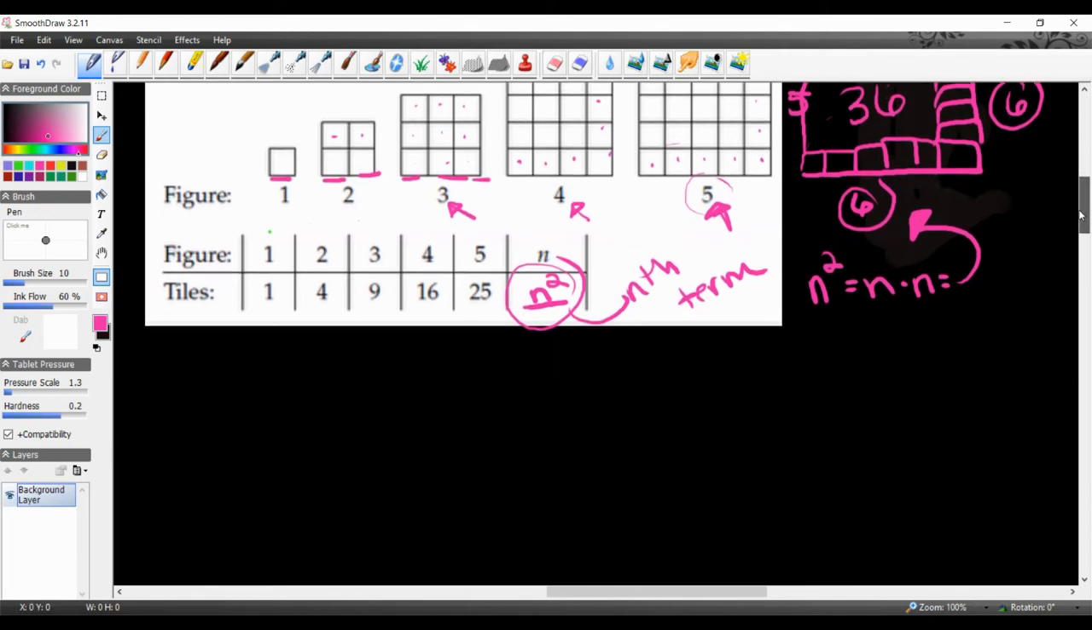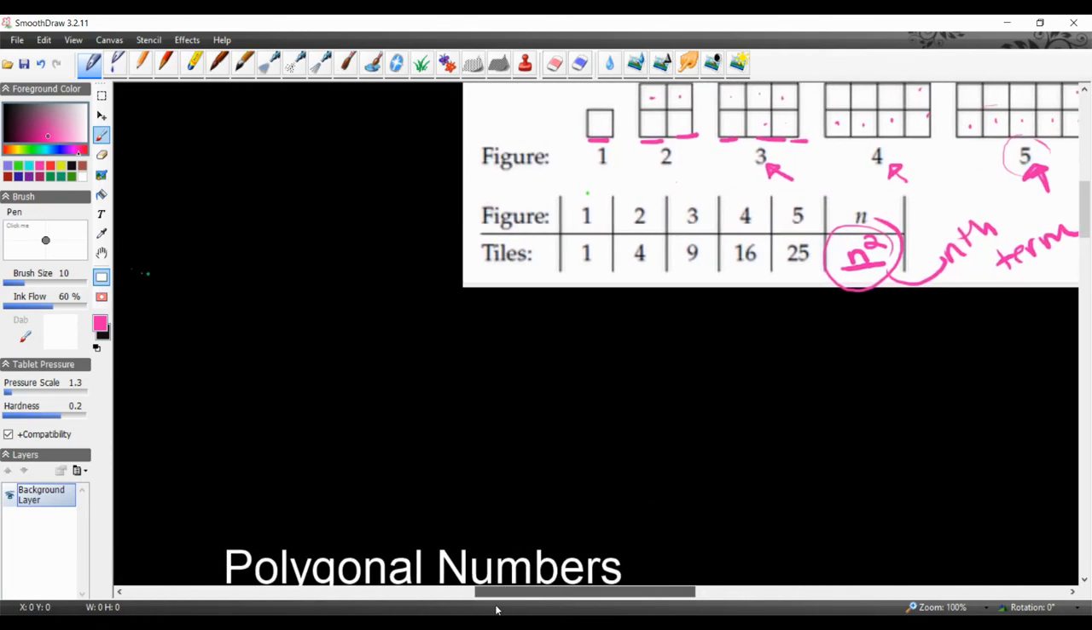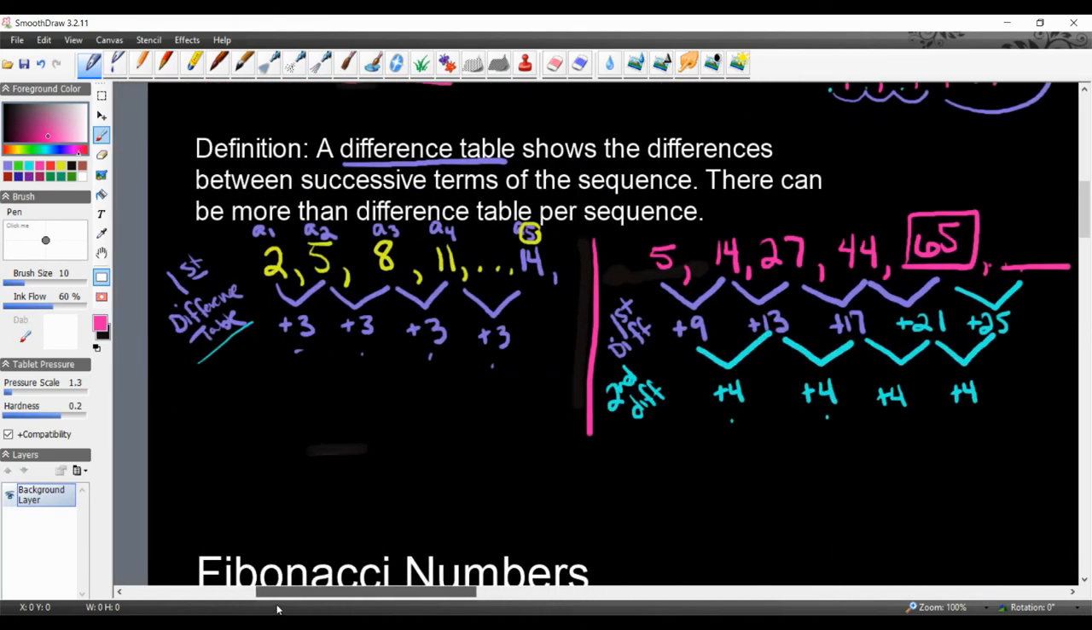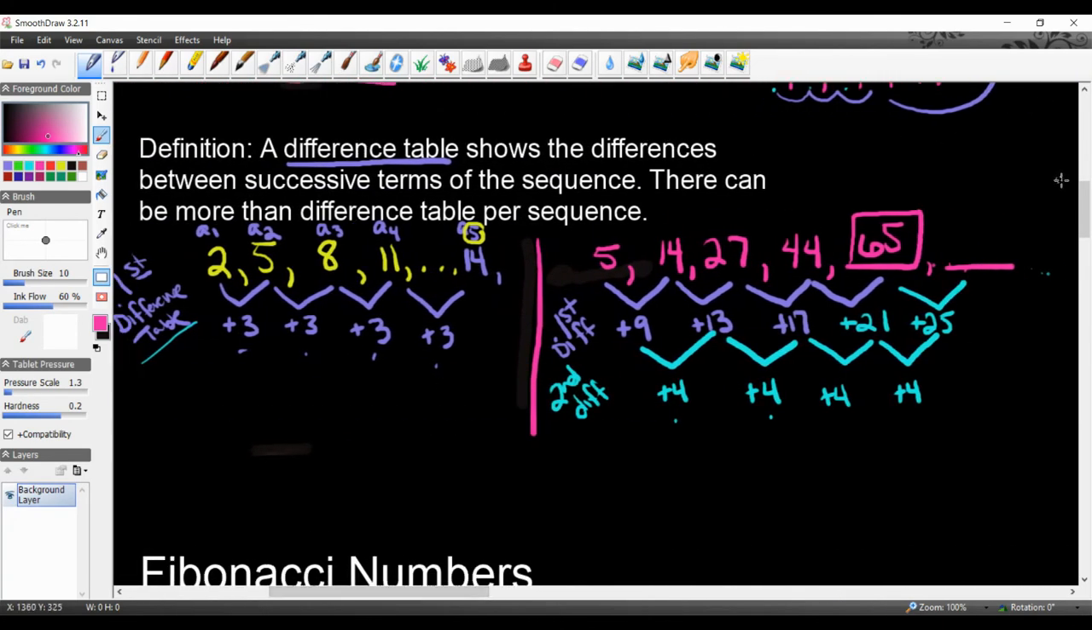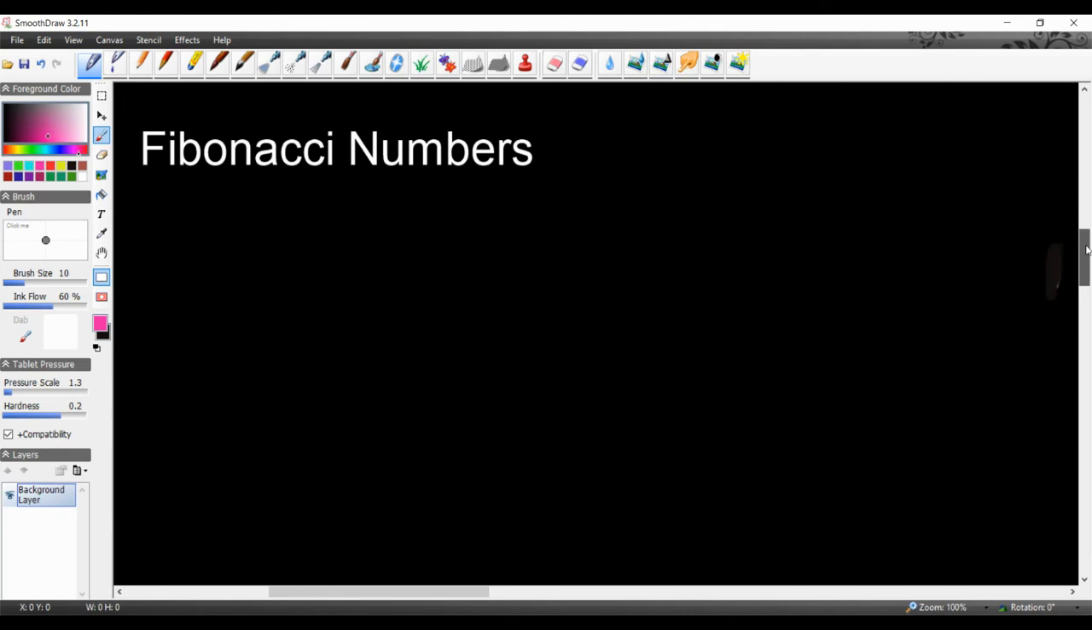So let's go ahead and see what else we have here. I want you to look at the Fibonacci numbers next. There are some special sequences out there that we're going to look at now. One of them is the renowned Fibonacci. Now these numbers have a special pattern. I'm going to start with the sequence so you can see.